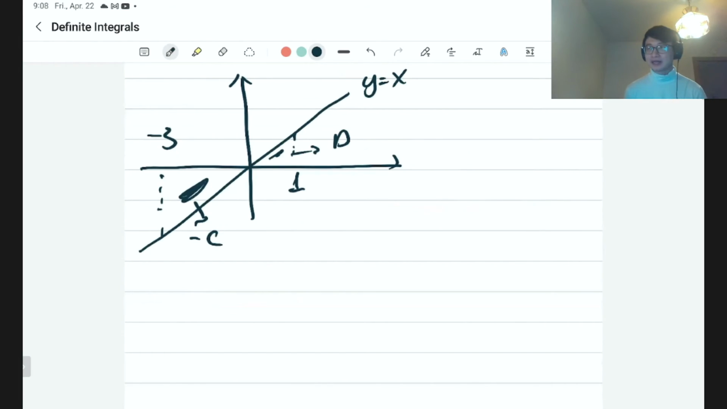Okay, not Pythagoras theorem. What am I talking about? How do you calculate the area using pure Pythagoras theorem? Don't listen to this guy.